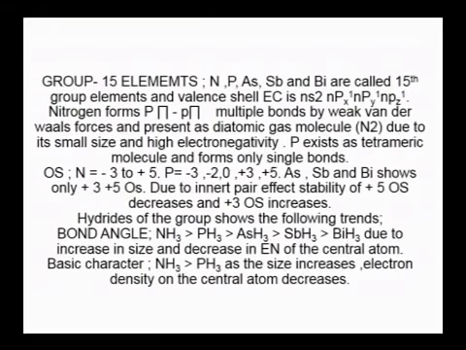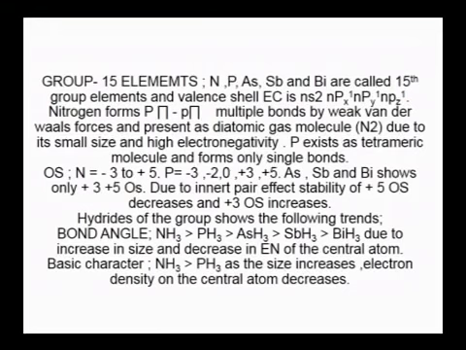The first element in group 15 is nitrogen. It forms p-pi multiple bonds and is present as a diatomic gas molecule, that is N2, with weak van der Waals forces, due to its small size and high electronegativity. So it is less reactive at room temperature, whereas phosphorus exists as a tetrameric molecule, that is tetrahedron, meaning 4 atoms are combined in the form of a tetrahedron and form only single bonds.